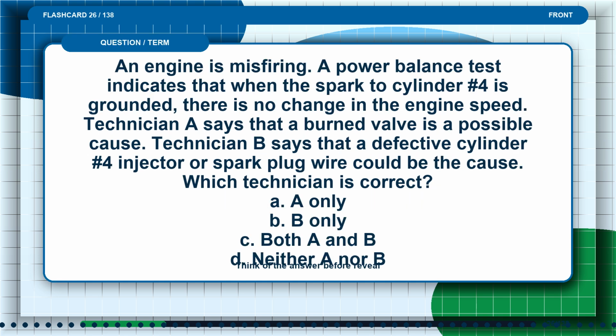Flashcard 26. An engine is misfiring. A power balance test indicates that when the spark to cylinder #4 is grounded, there is no change in the engine speed. Technician A says that a burned valve is a possible cause. Technician B says that a defective cylinder #4 injector or spark plug wire could be the cause. Which technician is correct? A only, B only, C, both A and B, D, neither A nor B. Pause and think of the answer before the reveal.